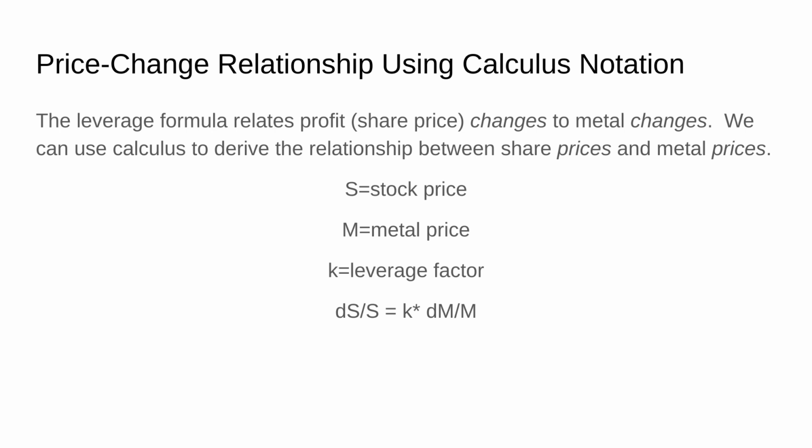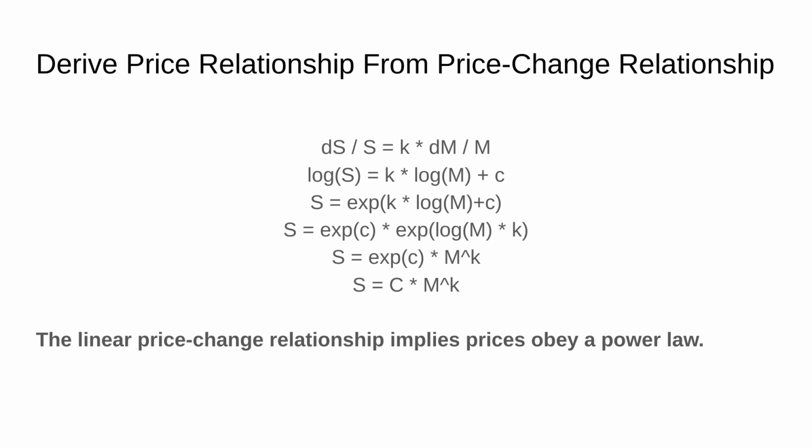Now using calculus notation, we have the formula at the bottom, which is saying that the percent change of the stock is equal to the percent change of the metal times some constant leverage factor K. You could think of the dS calculus notation as meaning delta S or small change in S. So that's how you write it in calculus. Let's proceed with that formula.